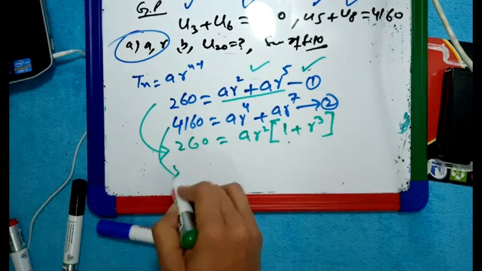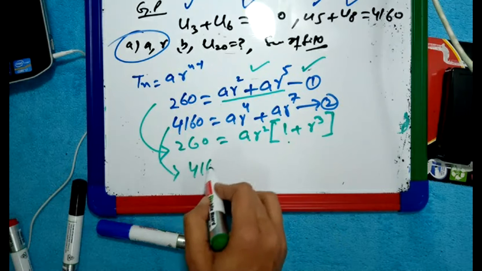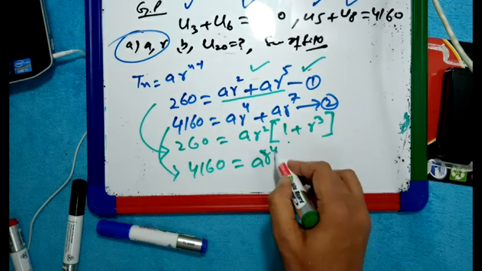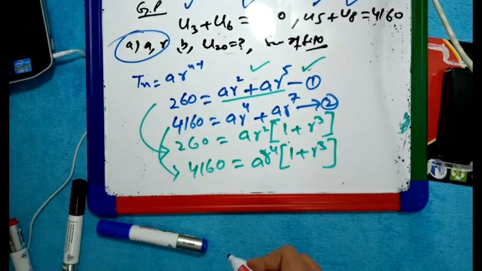Okay, I got it. From this one, I will also do the same. You could do a r to the 4, a r 4, right? Yeah. So 1 plus r cube I will get. Got it. Now I will divide.